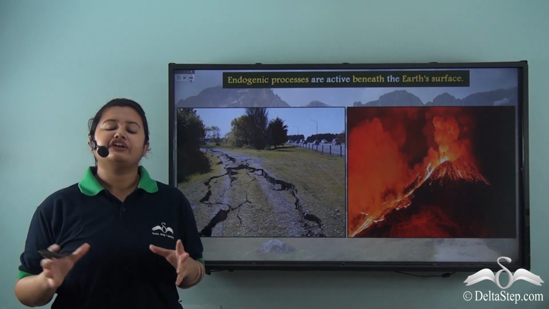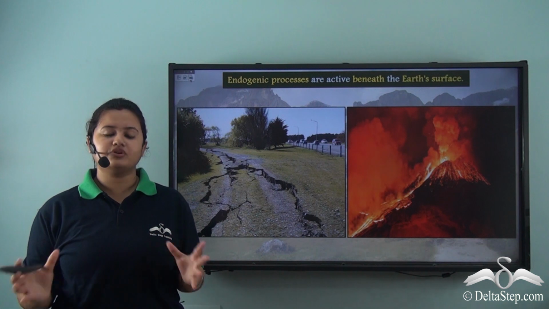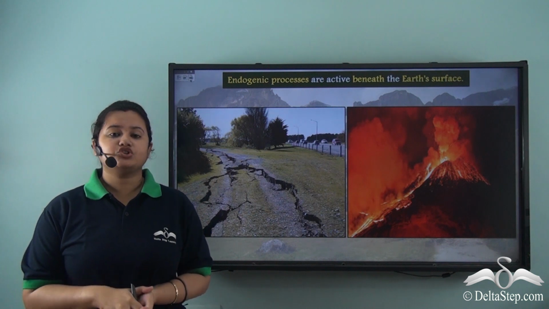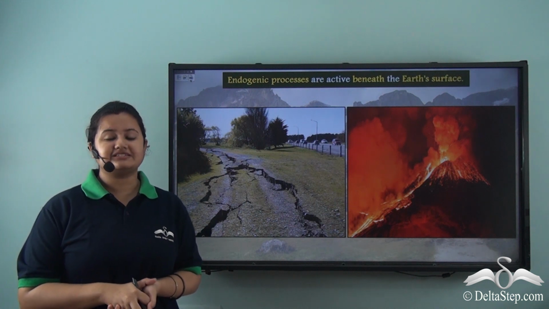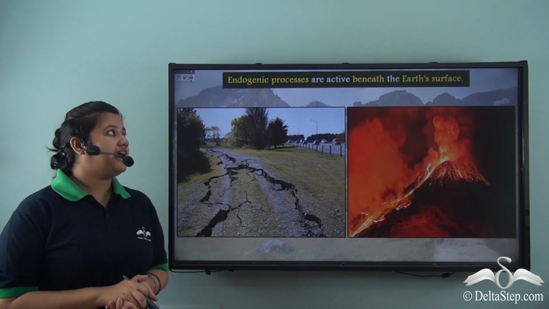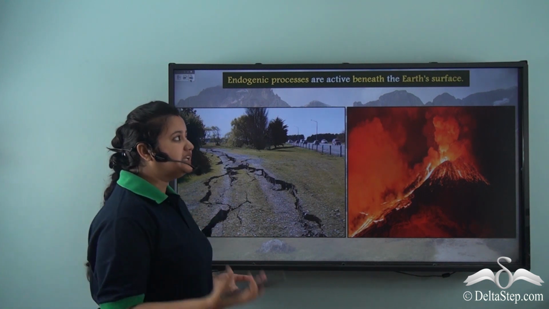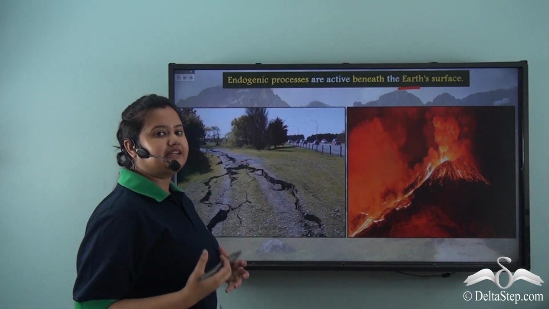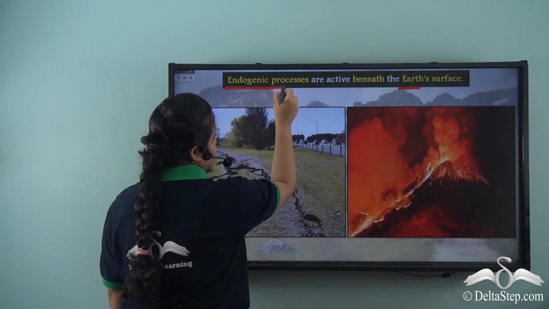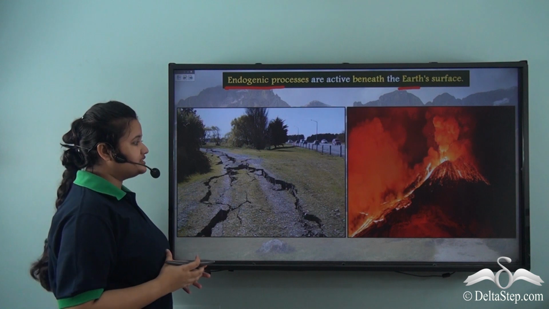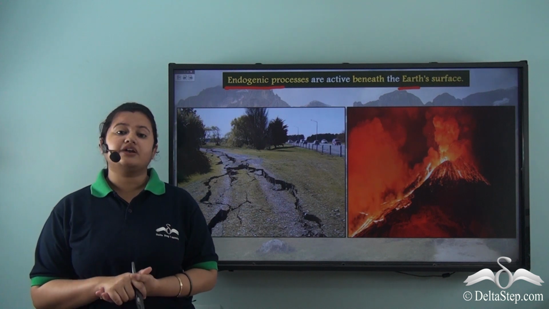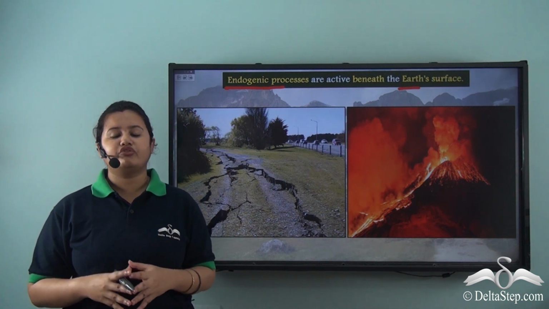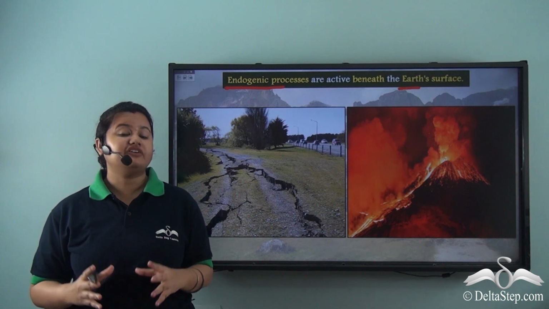We have studied different landforms that are formed due to forces acting on the Earth's surface, or landforms formed by exogenic processes. Now we will study landforms that are formed by processes that are acting within the Earth's surface. These processes that act beneath the Earth's surface or inside the Earth are called endogenic processes. And due to these forces we can see earthquakes and volcanoes. Now earthquakes and volcanic eruptions lead to the formation of new landforms. We will discuss how.